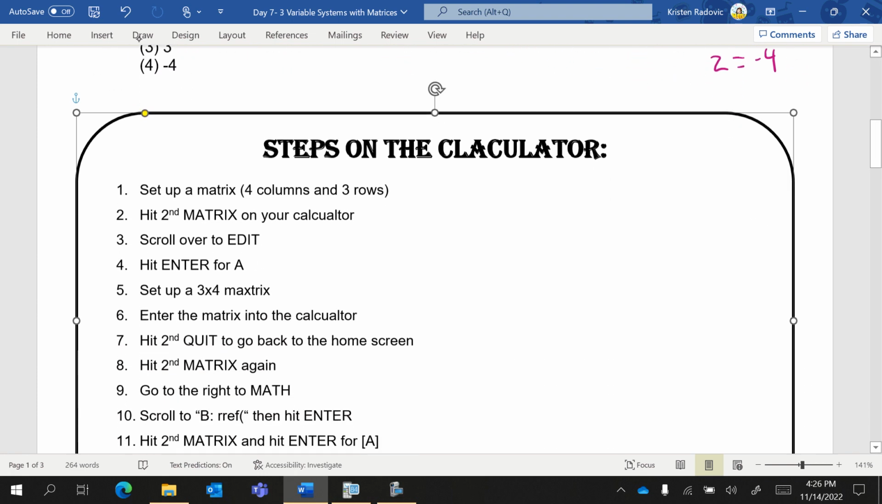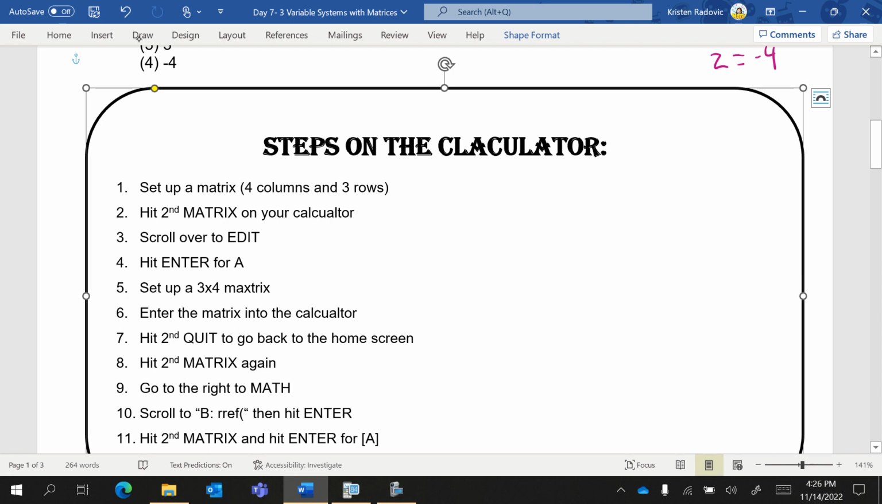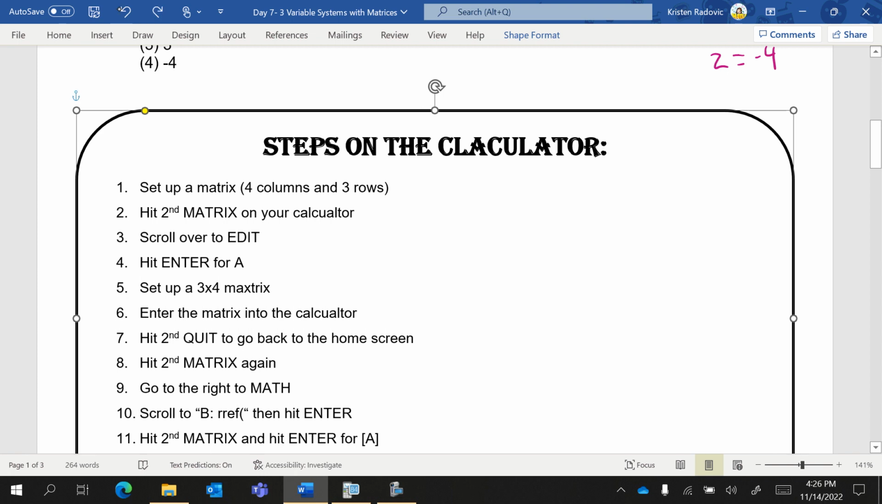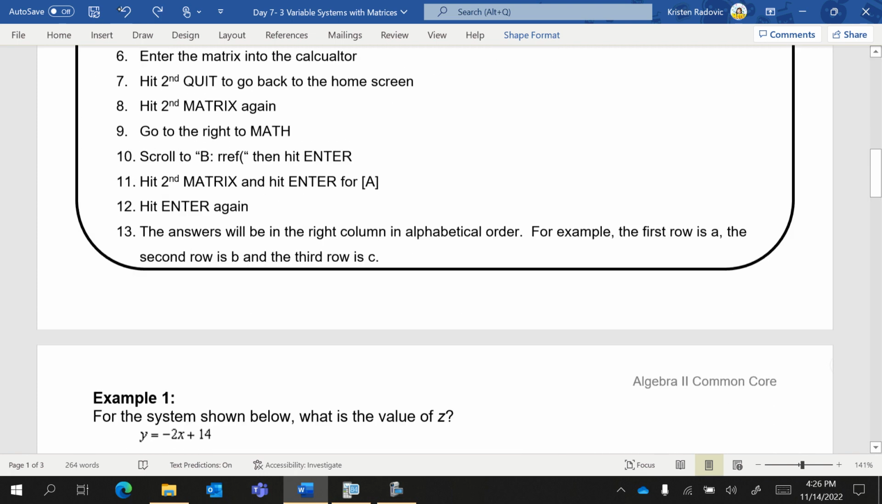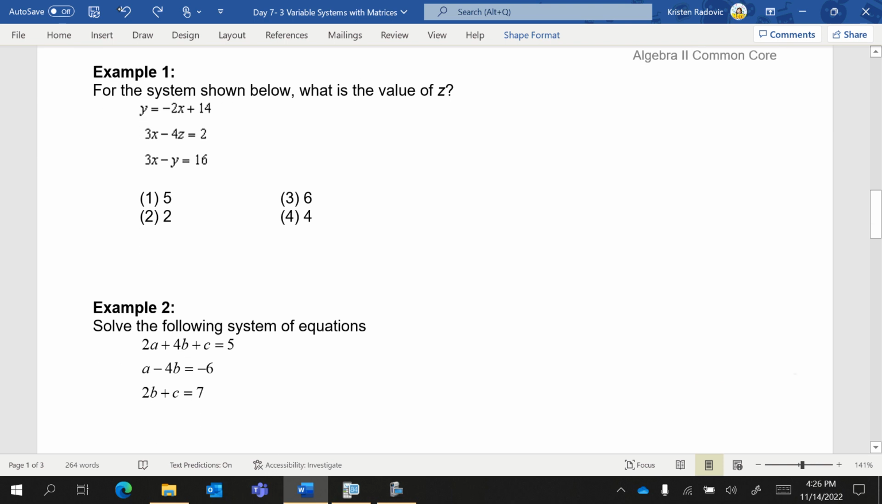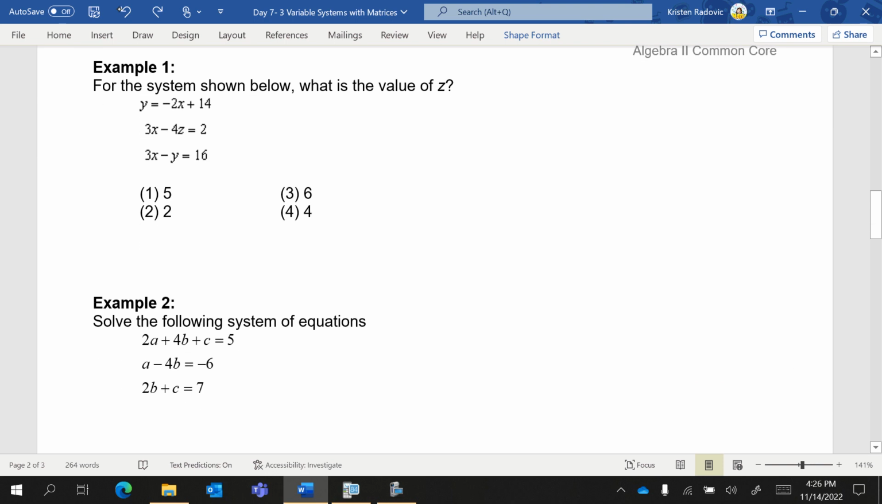So here are all the steps listed for you out on the calculator. Oops, there we go. You guys can read through them if you really want, but I'm just going to continue on down to do the next example. So again, it is a multiple choice question. And what we need to do before putting this in the calculator is get it into the form we need. All the variables on the left, all of the constants on the right.